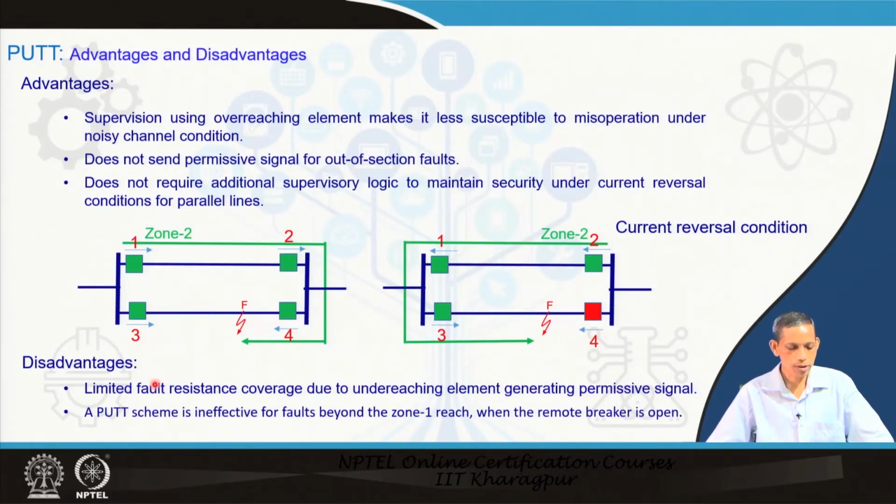The disadvantage of this PUTT scheme is limited fault resistance coverage, because, as I already mentioned for the DUTT scheme, if the fault resistance becomes high, zone 1 may not pick up from both the ends, and then the fault clearance may be delayed, and it may be tripped by zone 2 or zone 3. A PUTT scheme is ineffective for faults beyond zone 1 when the remote breaker is open. As already mentioned, if the remote breaker is open and the fault is continuing from one side, because there is no communication from the other end, the other end will not detect it in zone 1. So, the advantage of PUTT cannot be exploited in such a condition.